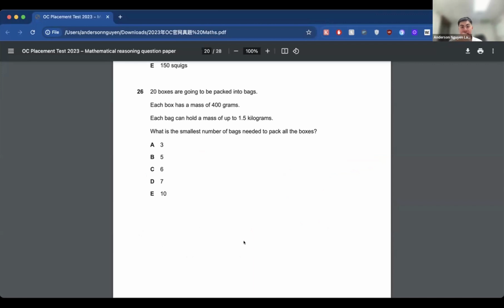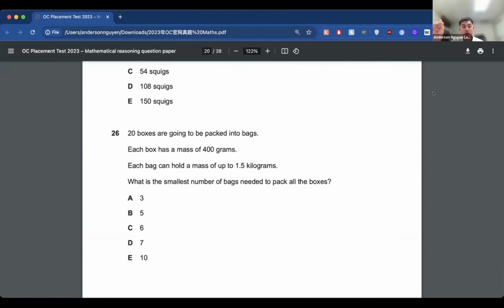All right, now on to 26. It says 20 boxes are being packed into bags. Each box weighs 400 grams. Each bag can hold a mass of up to 1.5 kilograms. What's the smallest number of bags you need? Now it mentions that you have 20 boxes that can fit into the bags. Now it says each bag can hold up to 1.5 kilograms, meaning it could fit up to a maximum of 3 boxes. So one bag can have 3 boxes, but you have 20 boxes.